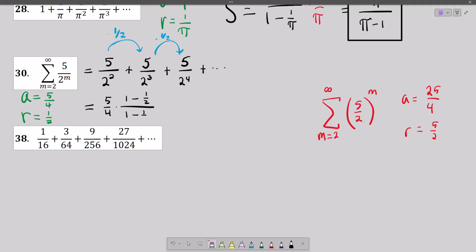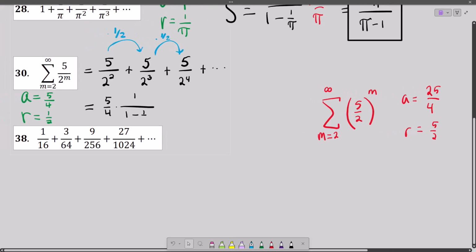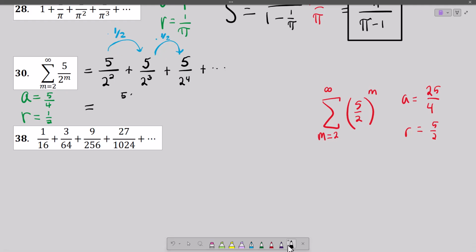Oh, nope. This is a full series, so I want to write this differently. It's just A over 1 minus R. So A, 5/4, over 1 minus R. The denominator is 1 minus 1/2, which is 1/2. Dividing by 1/2 is multiplication by 2. So 5/4 times 2 is 5/2.